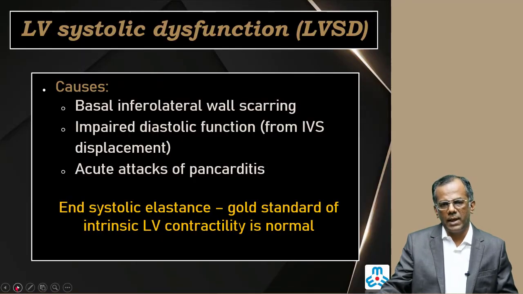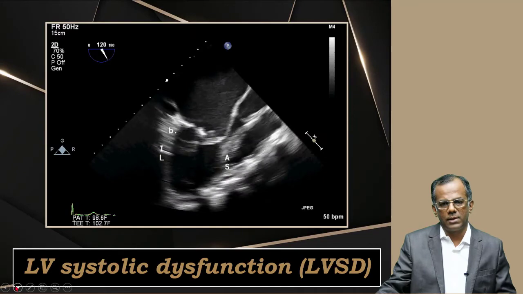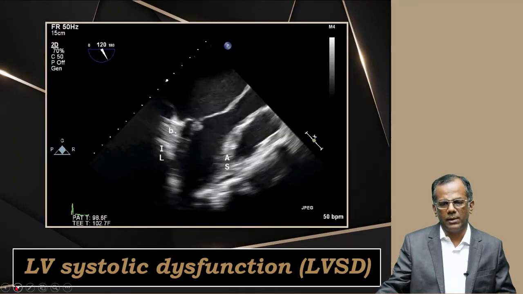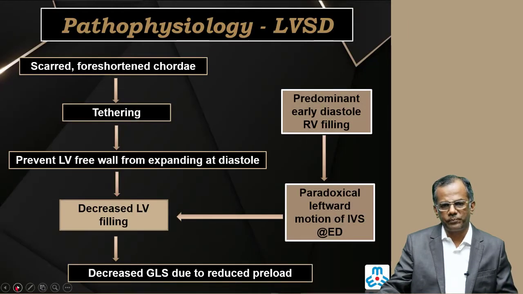Now, there's a lot of debate about left ventricular systolic dysfunction in mitral stenosis. The causes are basal inferolateral wall scarring, acute attacks of rheumatic carditis, and impaired diastolic function. But what has recently been found out is the end-systolic elastance, which is the gold standard of intrinsic LV contractility, is normal in mitral stenosis. So this is a picture of the basal inferolateral wall in the midesophageal long axis view.